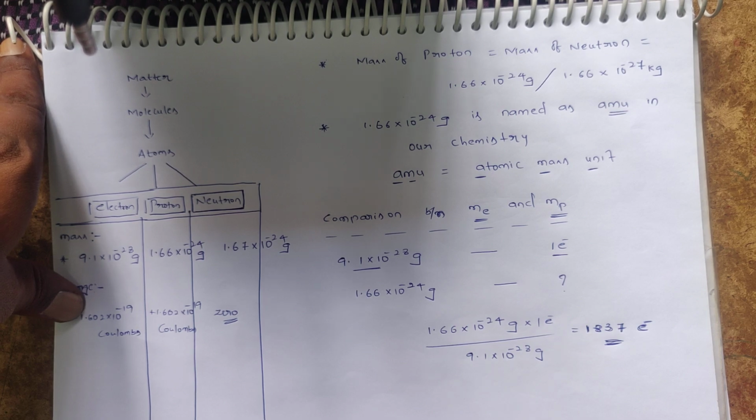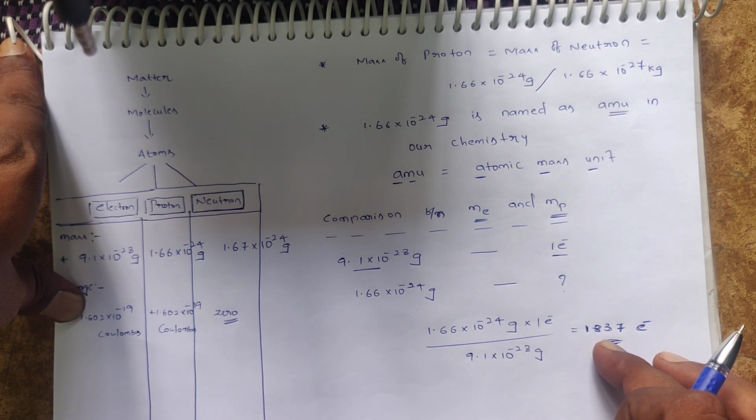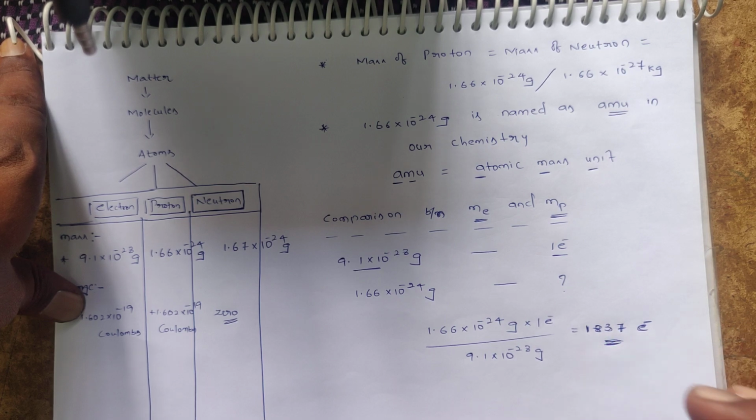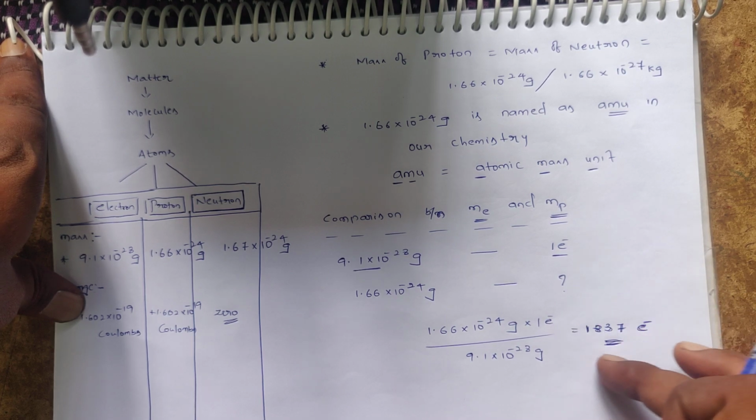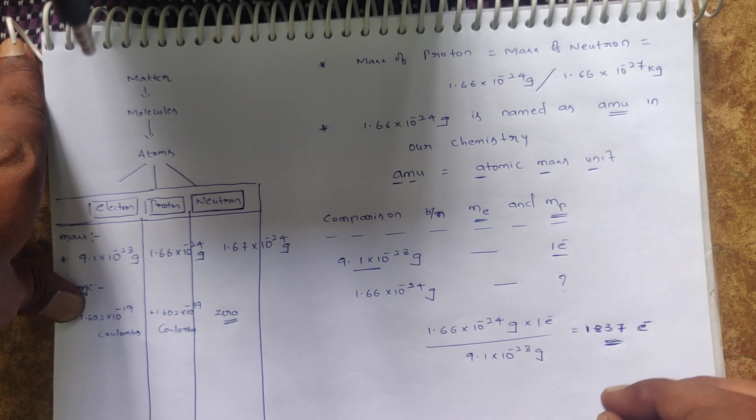So, how can you consider the mass of electrons under the mass of an atom? We used to say that the mass of an atom is due to protons and neutrons only. That is because of this reason only. No element contains so many electrons that they need to be considered under the mass of an atom.